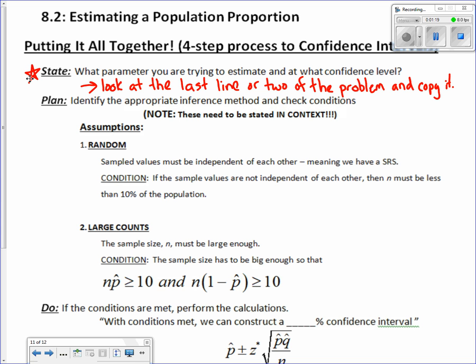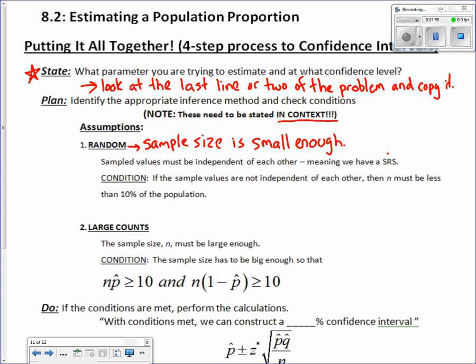Then there's the plan. This is where our assumptions and conditions come in. In order to get full credit, they must be in context. Your assumptions are the same ones we covered in Chapter 7 for proportions. The random condition, to make sure that our sample is small enough. Sampled values must be independent of each other, meaning we had a simple random sample.